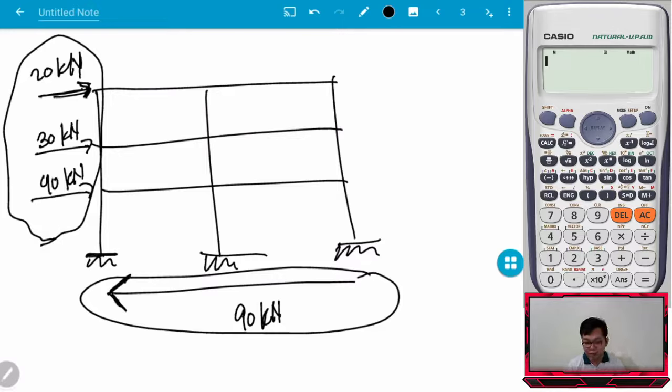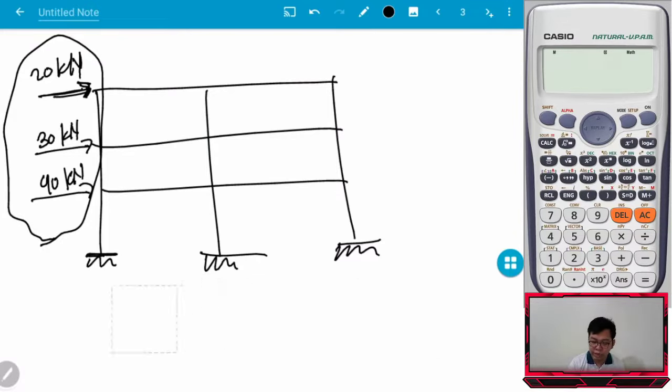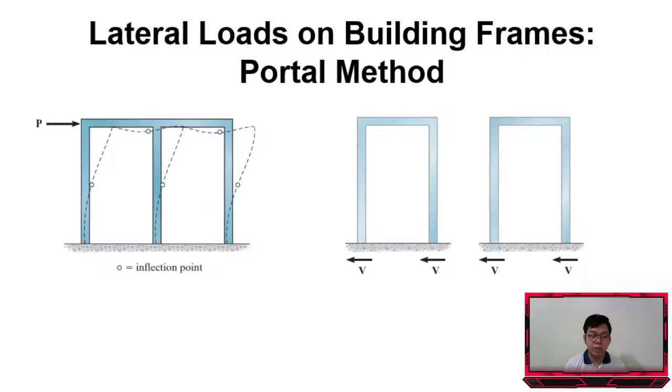Okay, so yung pagkuha ng mga loads na yan, hindi ko muna ituturo. Okay, later na lang yan sa earthquake engineering ninyo. Okay, so kaya again ha, importante yung mga method na to. So anyway, balik tayo dito sa portal method guys.